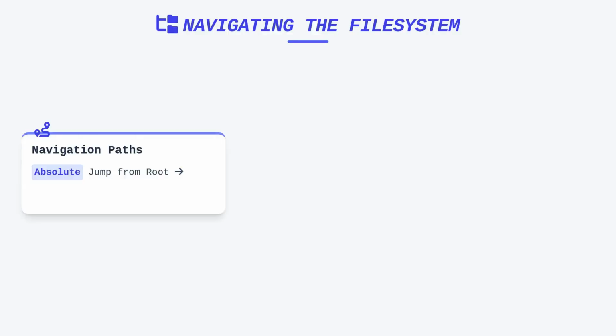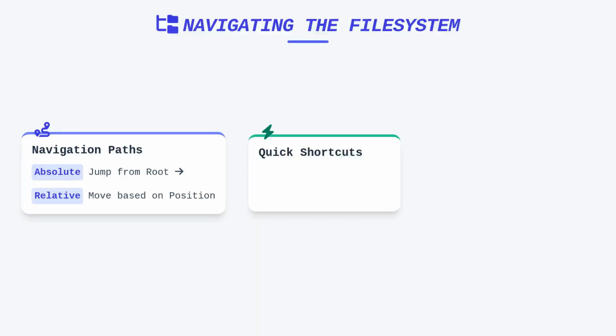Moving through this structure requires the change directory command, or cd, which acts as your primary engine for navigation. You can use absolute paths to jump directly to any location from the file system root, or use relative paths to move based on your current position. For example, typing two dots, which represent the parent directory, allows you to move upward in the tree, while cd followed by a tilde brings you instantly to your user's home directory.